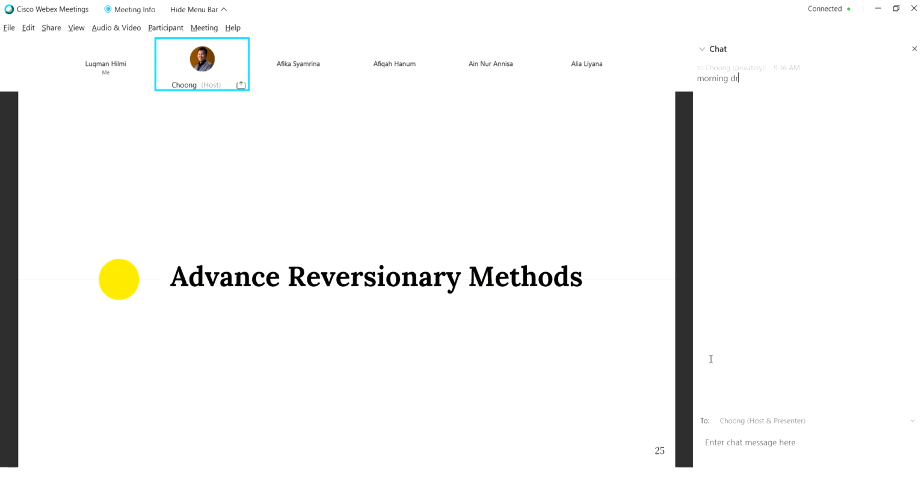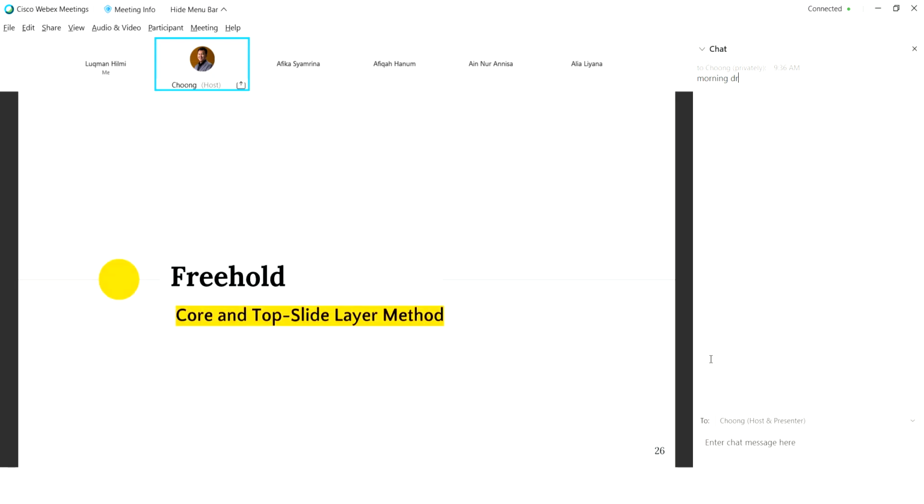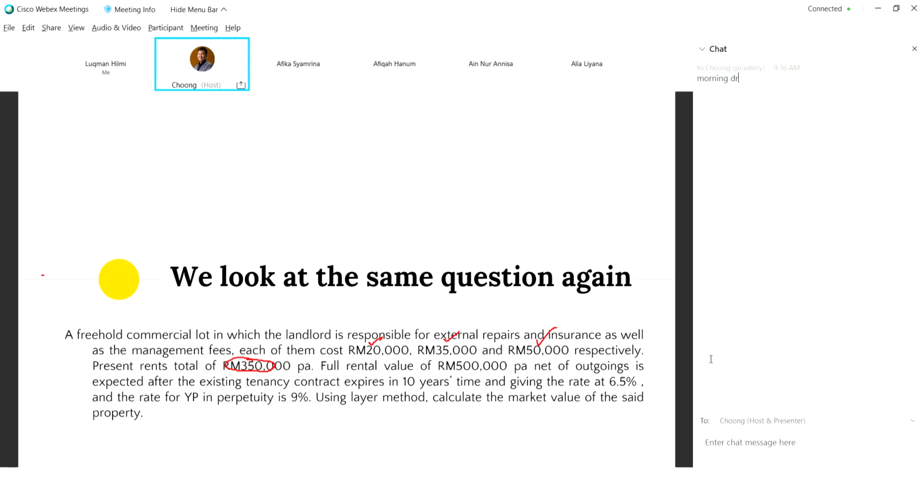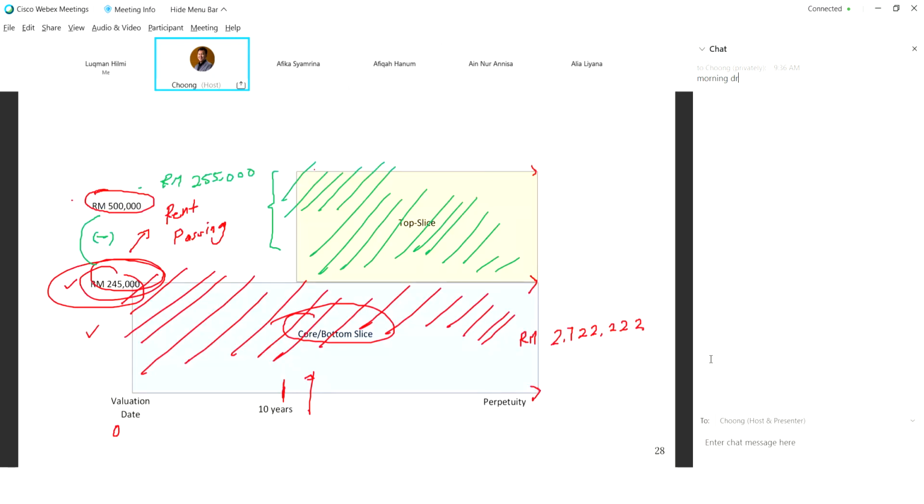And we go to some advanced reversionary methods as well, in which we discuss the freehold using the core layer method. This one, top slice, bottom slice. I actually don't recommend the students using this one. It is not a norm in Malaysia again. Many valuation firms are not practicing this one, but sometimes your boss, your lecturers, they prefer such a method. It is not a normal practice in Malaysia. But sometimes when you read through the books itself, sometimes they are using such a method as well.